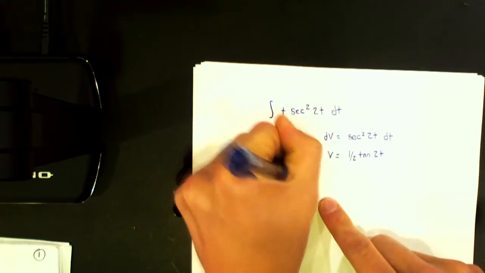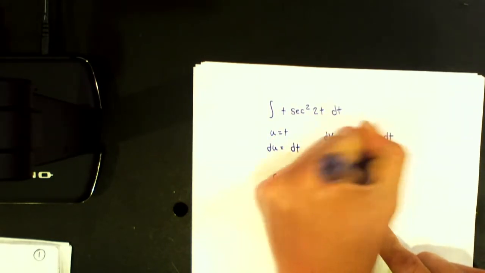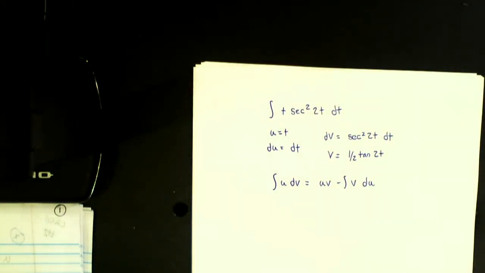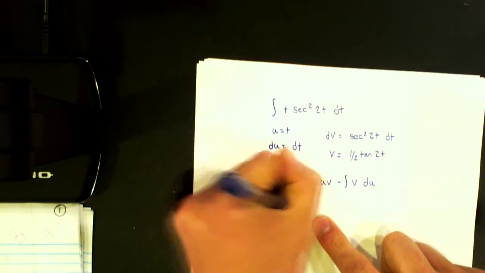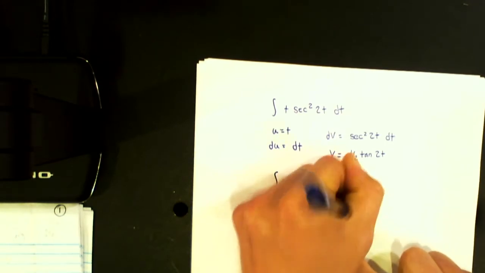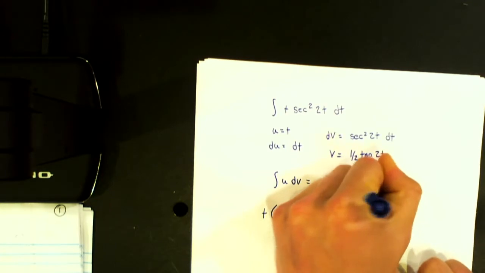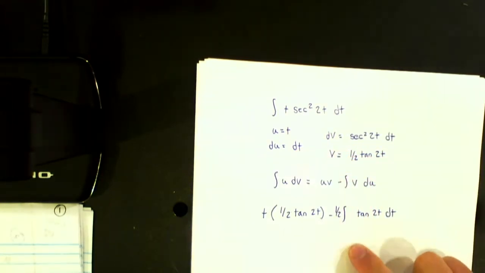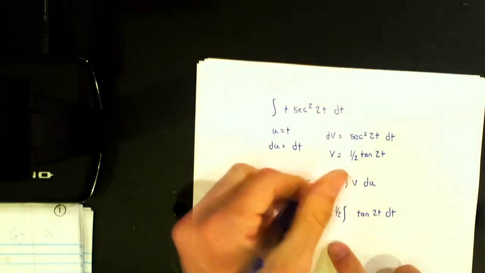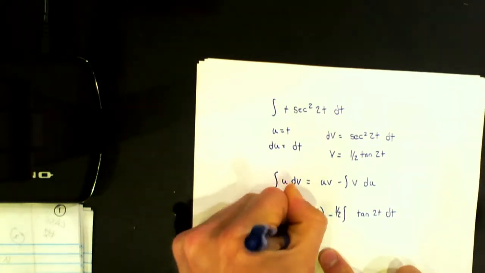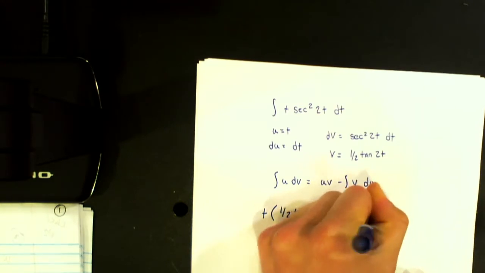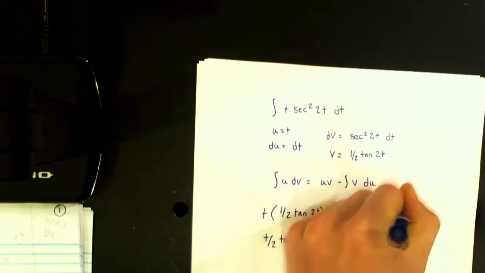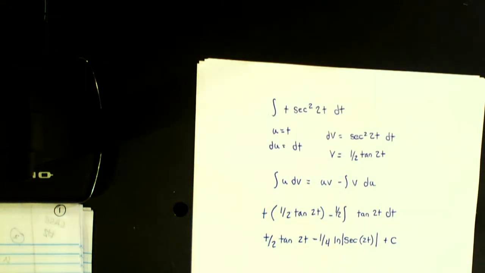Using our parts formula, the integral of u dv is uv minus the integral of v du. Substituting in, we get t times 1/2 tangent 2t minus the integral of tan 2t dt, and we're pulling out that 1/2. Simplifying, we get t over 2 tangent 2t minus 1/4 natural log secant 2t plus c. All right. Are there any questions on that?